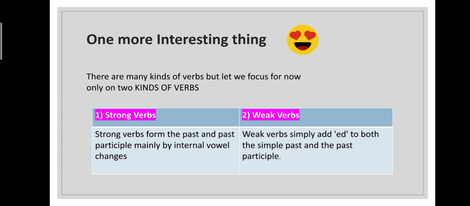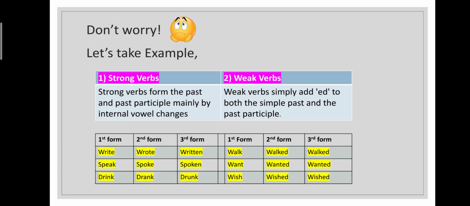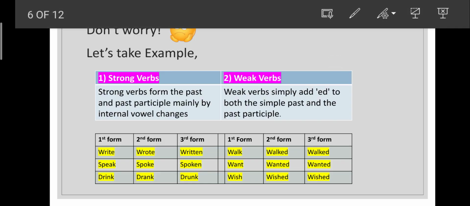One more interesting thing: there are many kinds of verbs, but let me focus for now on only two kinds of verbs, strong verbs and weak verbs. The main difference between strong verbs and weak verbs is that weak verbs add ed at the end of the verb, but strong verbs do not add ed at the end.